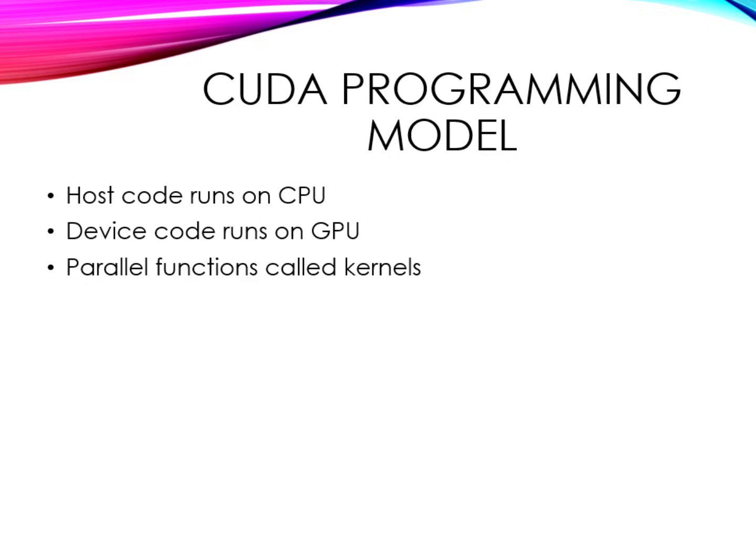And so the CUDA programming model is heterogeneous. This means your host runs on the CPU, managing resources, while the device code runs on the GPU. The parallel code functions that execute on the GPU are called kernels. When a kernel is launched, it is executed by thousands of threads at once.